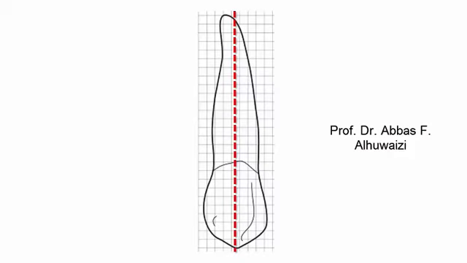This is the labial surface of the canine, maxillary canine. The bisecting line bisects the tooth mesiodistally. As you can see, the tip of the root extends distally to the bisecting line.